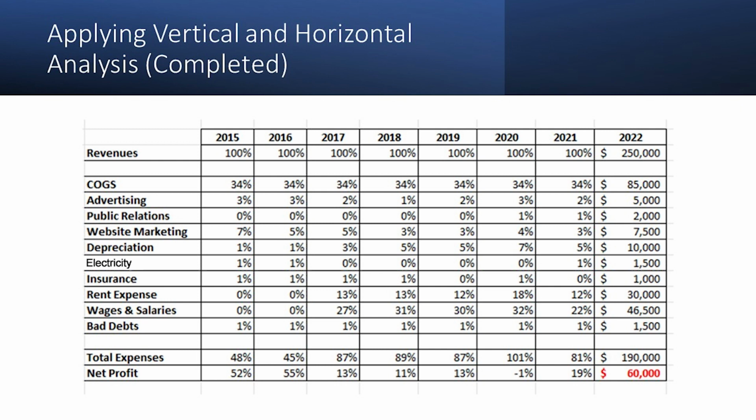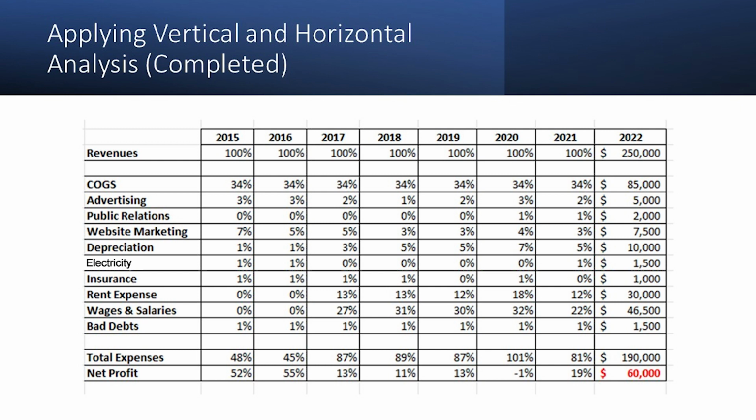And here we're applying both the vertical and the horizontal analysis. You'll see that we have percentages showing for each one of the columns, and now we can look straight across and see how expenses have changed over time. If you notice in 2019, we start to see a change in one expense in particular. We start to see a change in advertising. We're spending a little bit more on advertising. We've gone up to 2%, 3% in 2020, and brought it back down in 2021 to 2%.